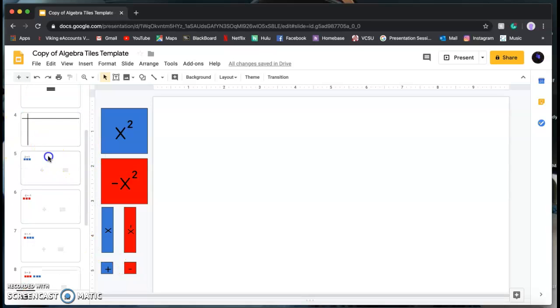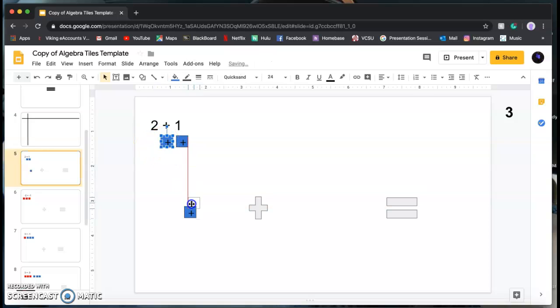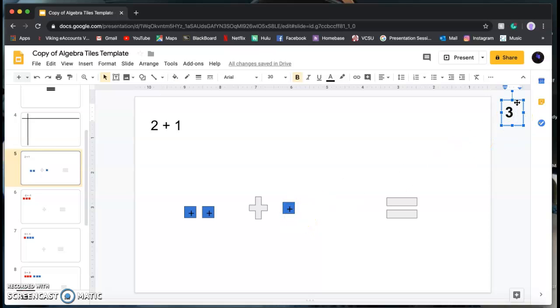So the first problem I have is positive 2 plus positive 1. What I'm going to do is take a positive 1 unit and another positive, and then I'm going to add one more positive. When you add these together, you have 1 plus 1, which equals 2, then plus 1 more, which is going to equal 3.